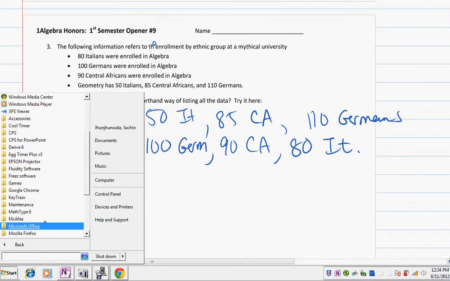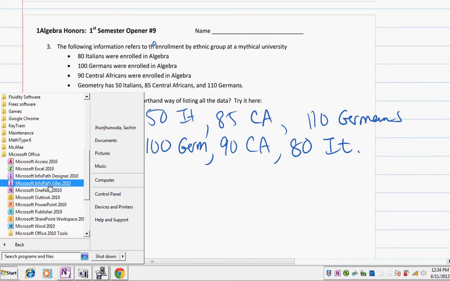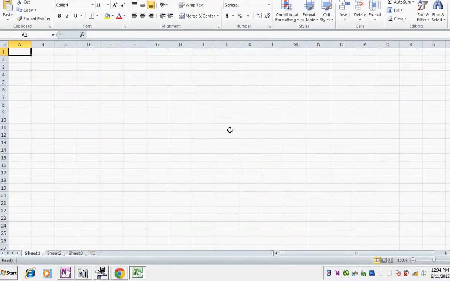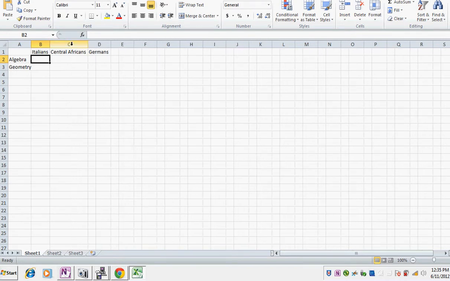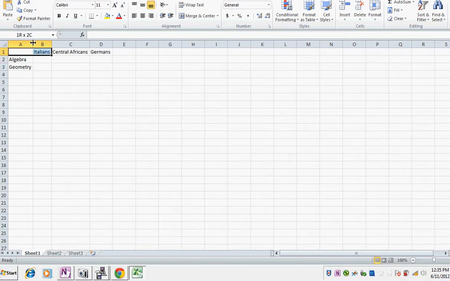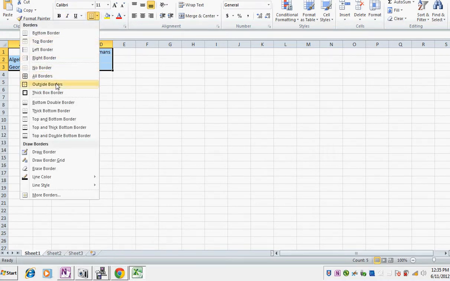If you're familiar with Microsoft Excel, this is one way to think. I could think of it like, okay, I have algebra and I have geometry, and here I have the Italians, the Central Africans, and the Germans. And so I can now put this data in rows and columns. Maybe put a little border around it to clean it up a bit. And now I can fill in my information here.